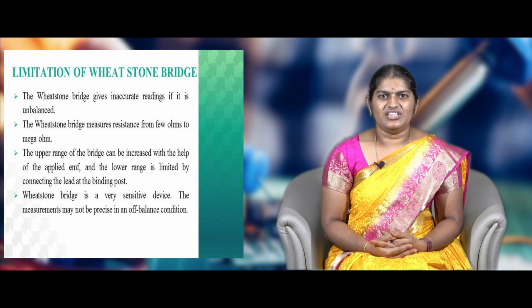The Wheatstone bridge gives an inaccurate reading when it is in an unbalanced condition. A Wheatstone bridge can measure a resistance value from a few ohms to mega ohms. The upper range of the Wheatstone bridge will increase with the help of applied EMF. The lower range of the Wheatstone bridge can be limited by the connecting binding posts. The Wheatstone bridge is very sensitive. The measurement may not be precise in off-load condition.